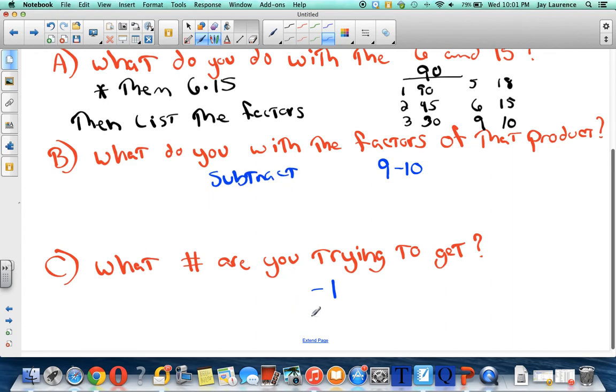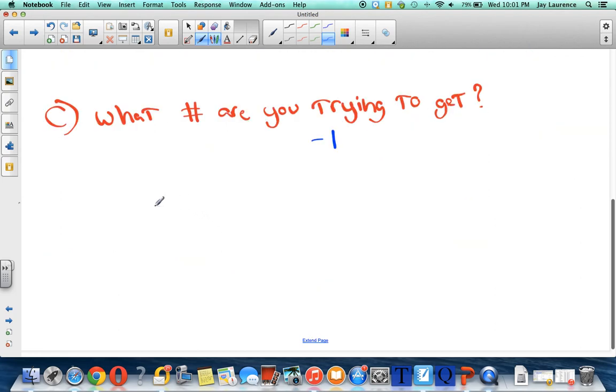So now I'm going to rewrite this as 6x squared plus 9x minus 10x minus 15. And now, for the rest of the video quiz, I want you to finish factoring this by grouping.